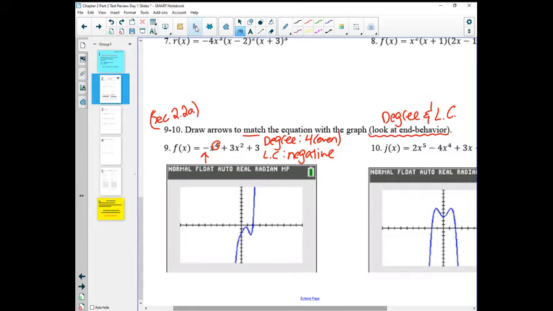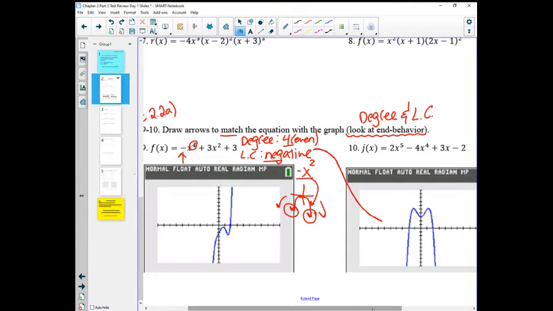Another parent function that we know that's also even and negative is negative x squared. It looks like this. Since our function is even and negative, and this function's even and negative, both functions are going to have the same end behavior. This function goes down on the left side and down on the right side. As you look at the two graphs that are on your test review, this function is the one that goes down on the left and on the right. So question 9 goes with this graph.